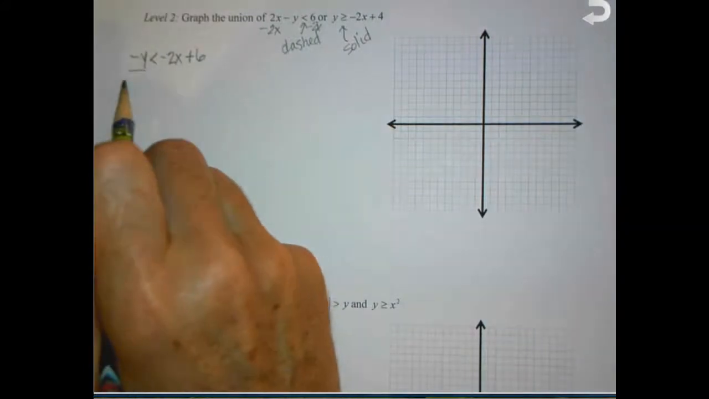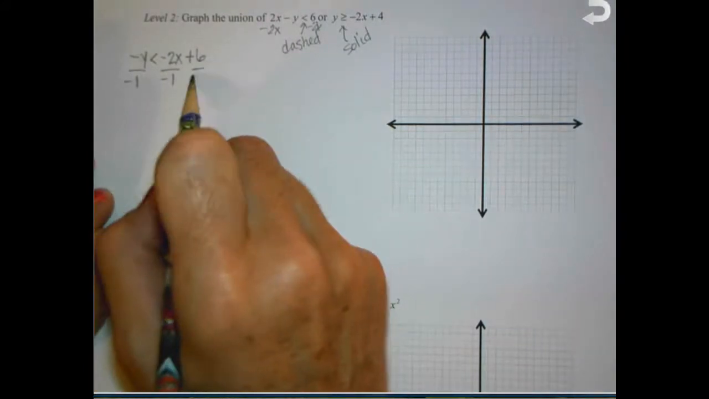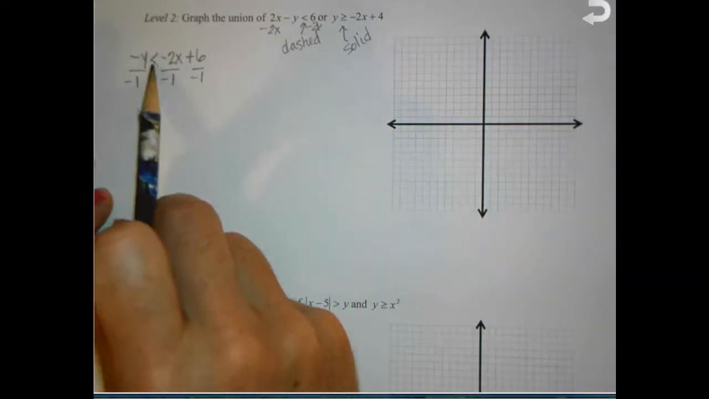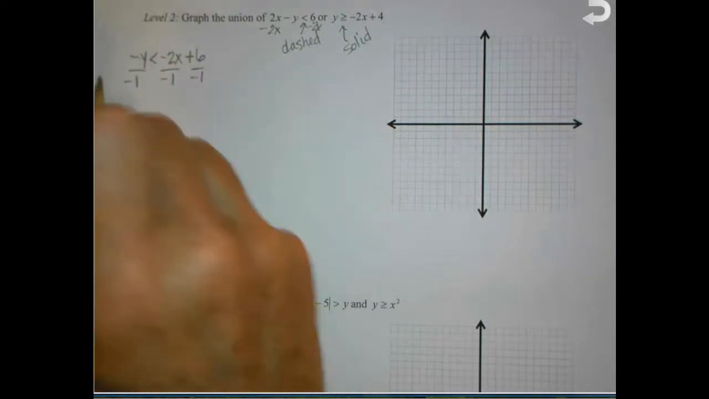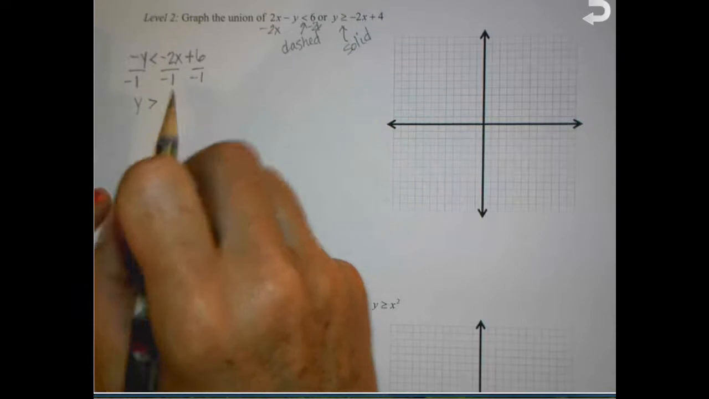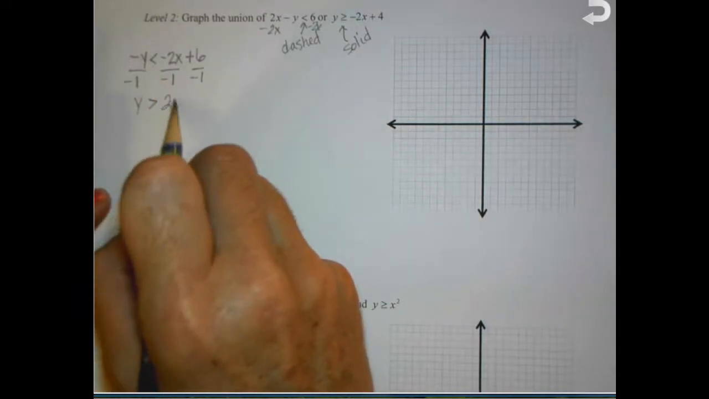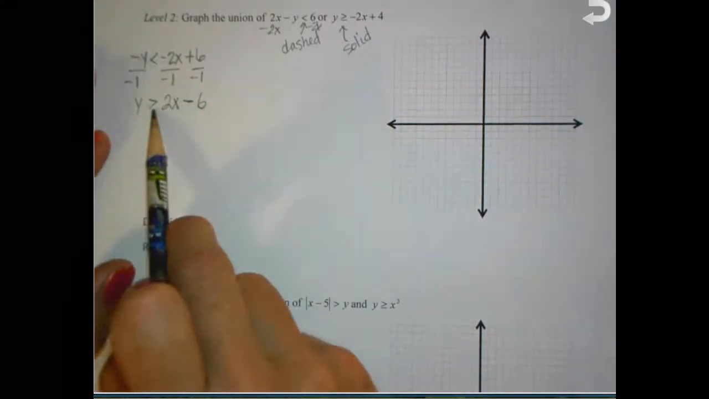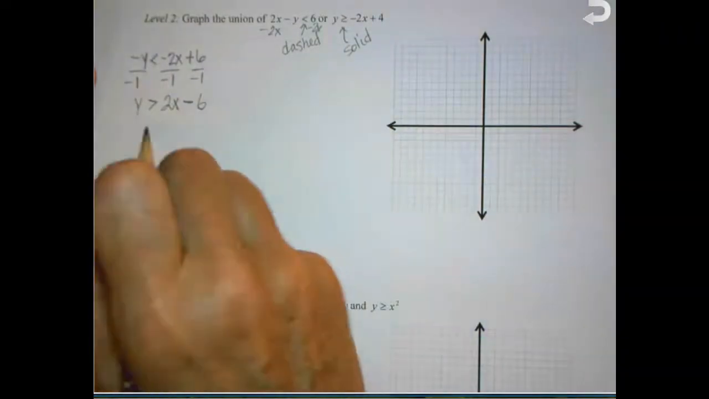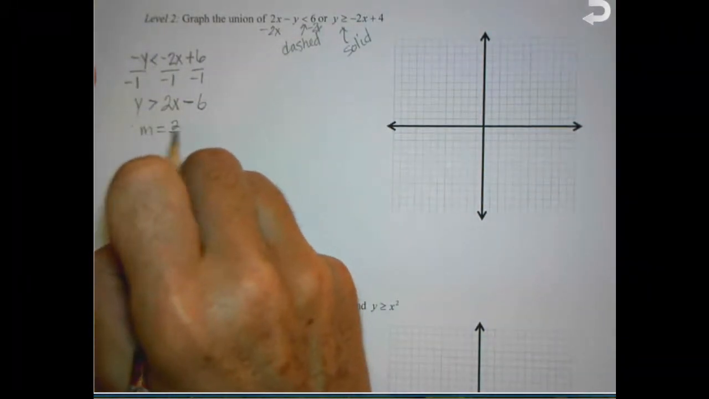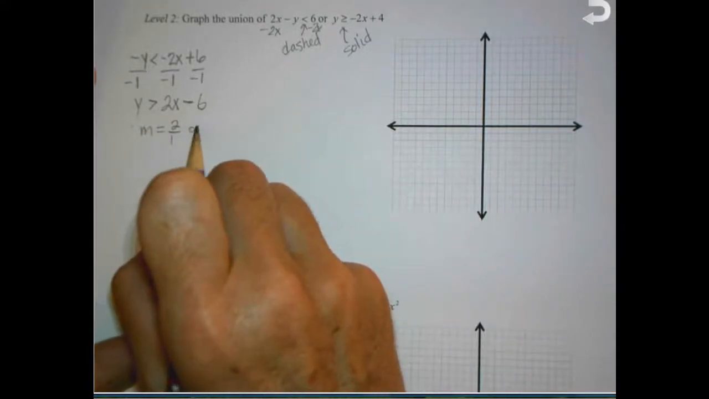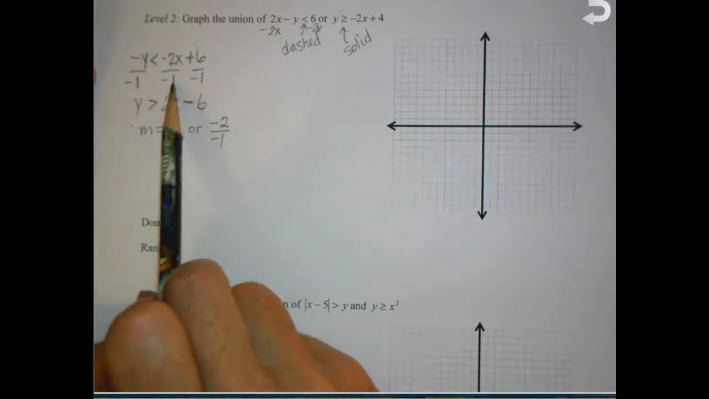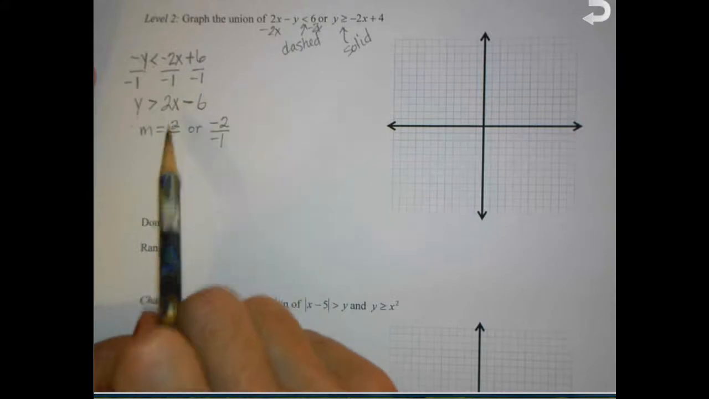And I need to divide by negative 1. And remember, if I divide or multiply both sides of an inequality by a negative, I have to flip the inequality. So I end up with y is greater than, it turns this to a positive 2x and a minus 6. So I have y is greater than 2x minus 6. So my slope is 2, and think about it as being over 1. Or I can always think of negative 2 over negative 1, just like I had up here when I was trying to solve for the y. It's equivalent to the 2 over 1.